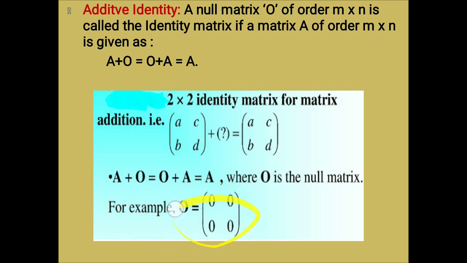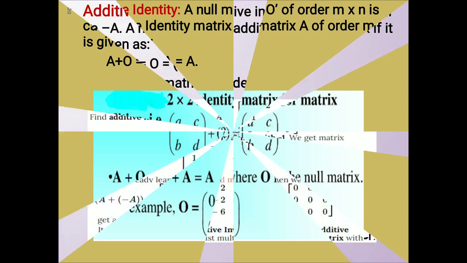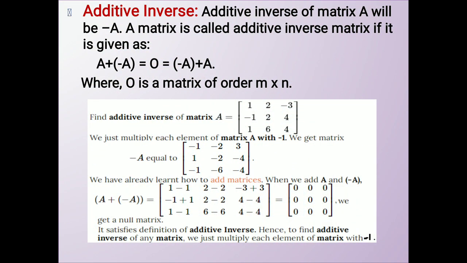So if this is added over here, what result we get is the same as A. You add A plus O equals O plus A, both will give you the same result, that is A. So that is additive identity. Okay, let's move on to next. Additive inverse. We already studied additive inverse in the previous classes like 6th, 7th, 8th.